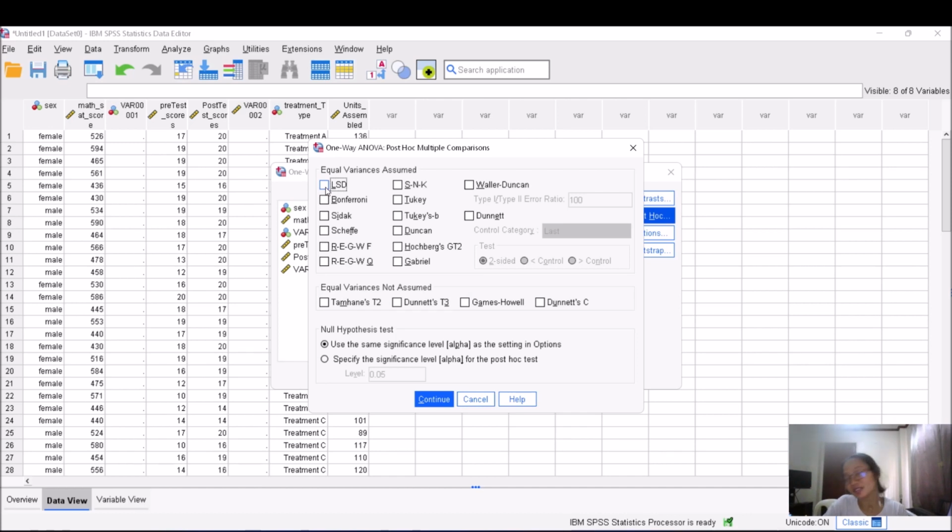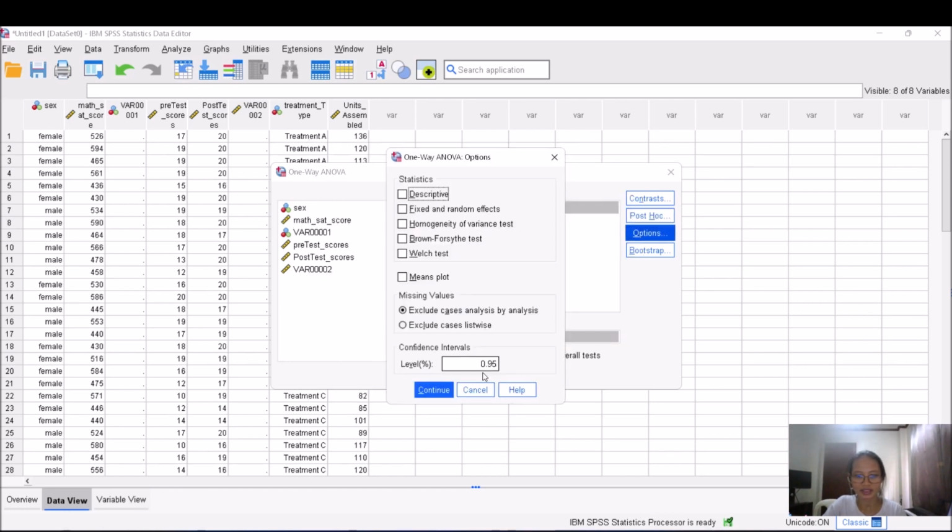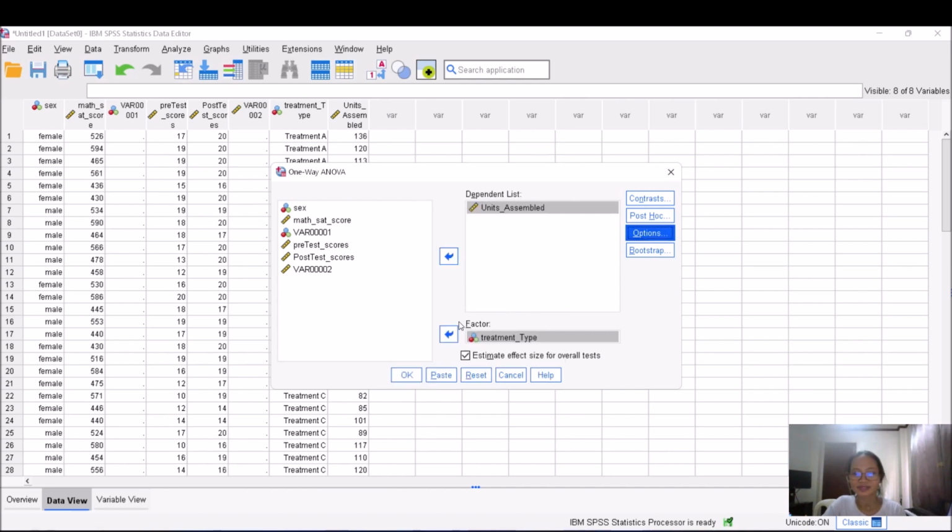Usually, since it's ANOVA, the variance should be homogeneous, so you can pick LSD or Tukey. For this demonstration, we'll pick Tukey, because these are the ones usually used. And since the level of significance is already at 0.05, you can just click continue. So that's 0.95. You can have other options here as well, but for now, since we're not checking for anything, just click continue. Okay, and then okay.